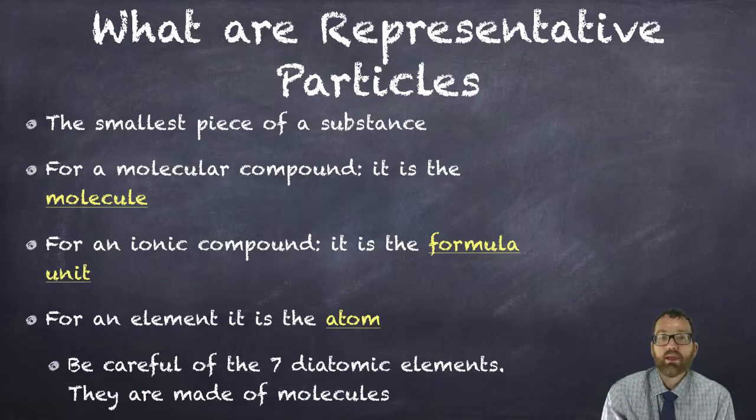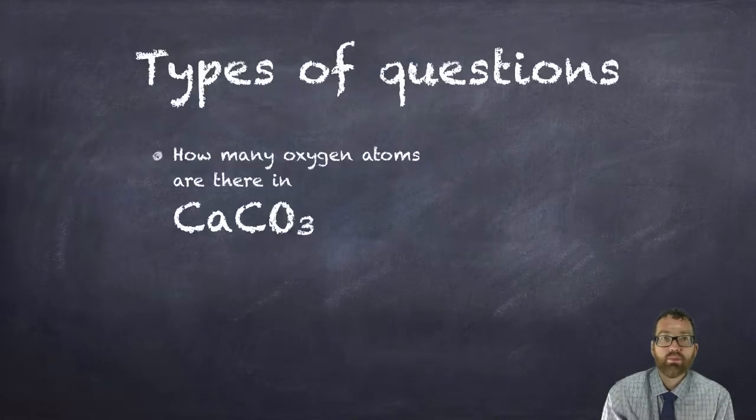Be careful of the 7 diatomic elements. They're not actually elements. The Brinkelhoffs: bromine, iodine, chlorine, hydrogen, oxygen, fluorine, they're actually made of molecules, not atoms, because they're an atom of that element bonded to another atom of the same element.